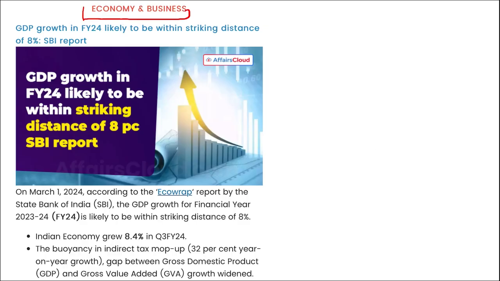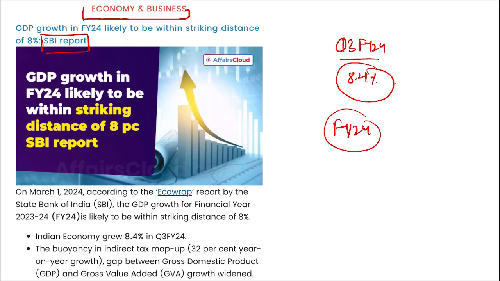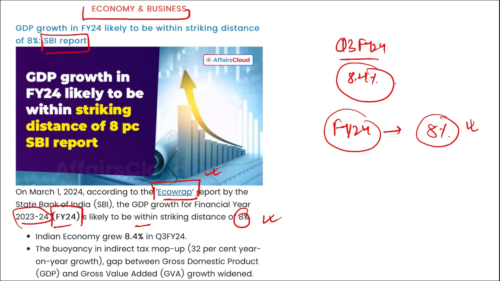Next is economy and business. We know that in the third quarter of fiscal year 24, India grew by 8.4%, right? And similarly, recently an SBI report was released that stated that for the whole of fiscal year 24, India will be growing by at least 8%. I repeat, according to the SBI report, that is EcoRap. A question can also be asked that EcoRap is a report released by which bank? So it is released by SBI. And they stated that for the year 23-24, India is likely to be in the range of 8%, right? India will be growing by 8%. Correct?